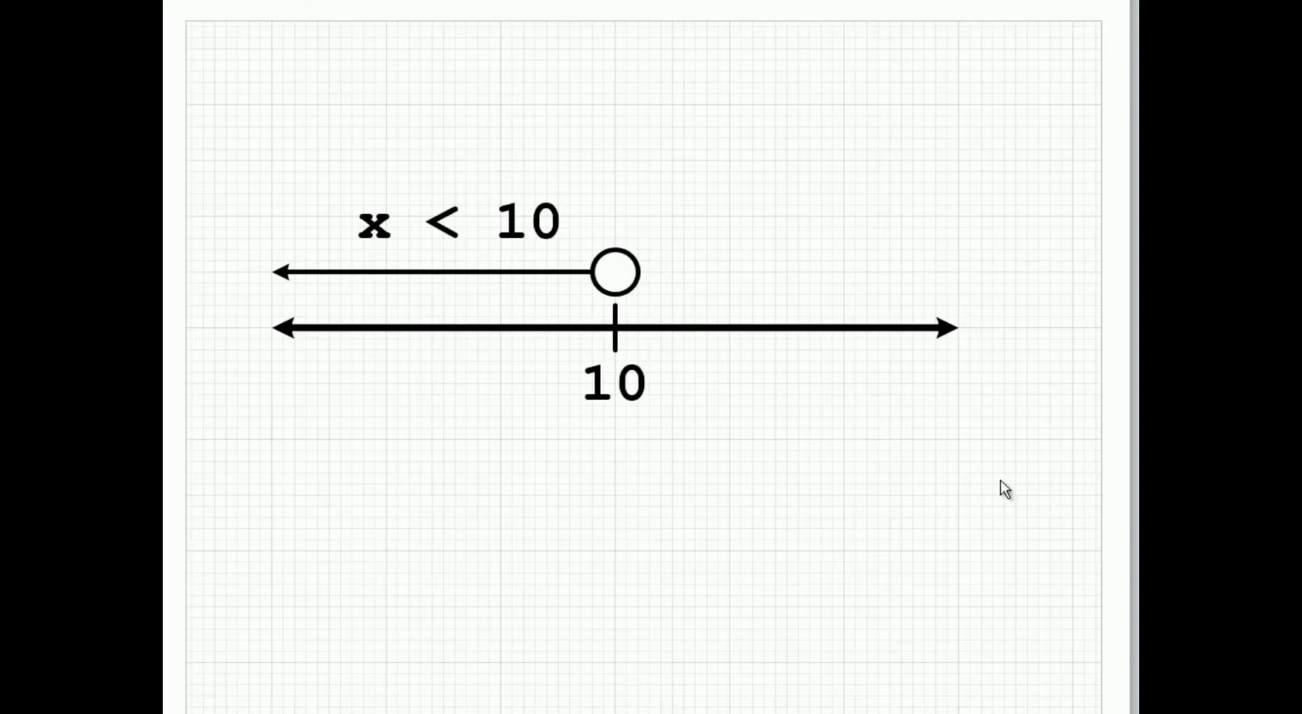Less than and less than or equals are similar. For x less than 10, we have an open circle over the 10 because it is not included in the set of values for which this expression is true. But for x less than or equal to 10, written as a less than sign followed by an equal sign, with no space between, 10 is included in the set of values for which this expression is true.